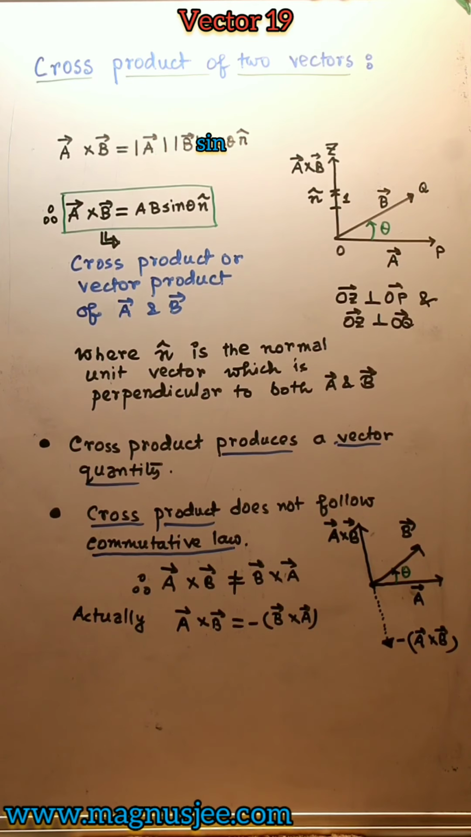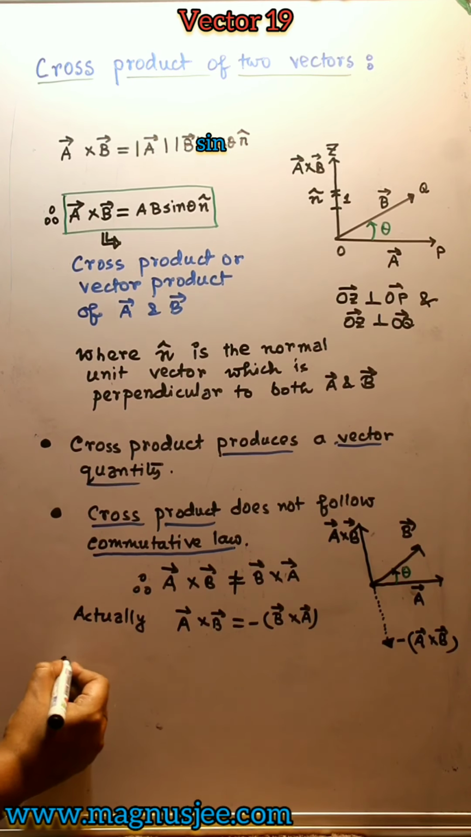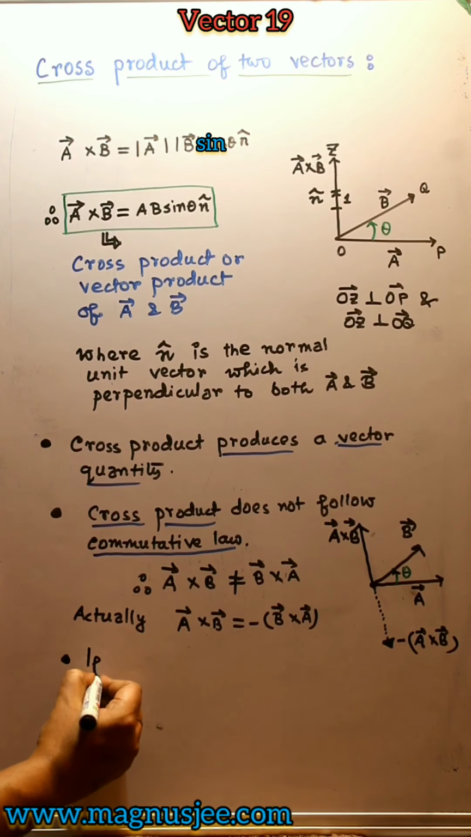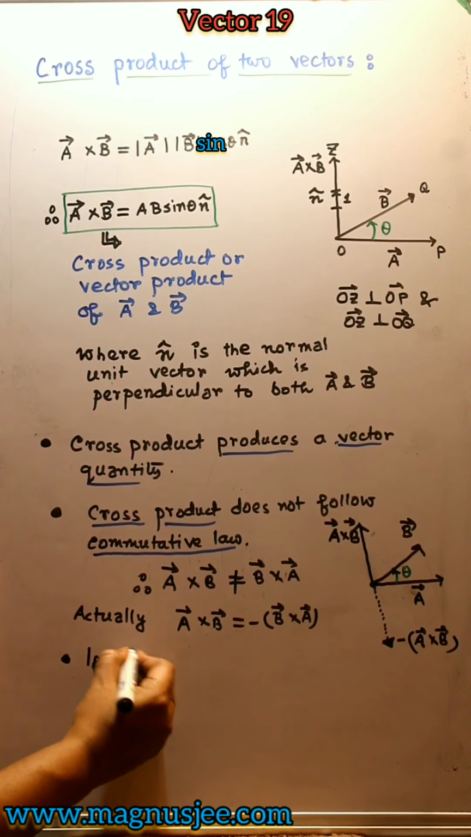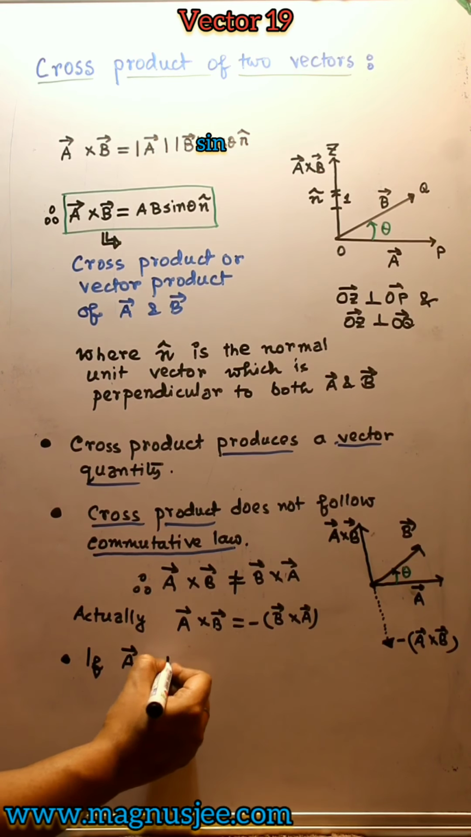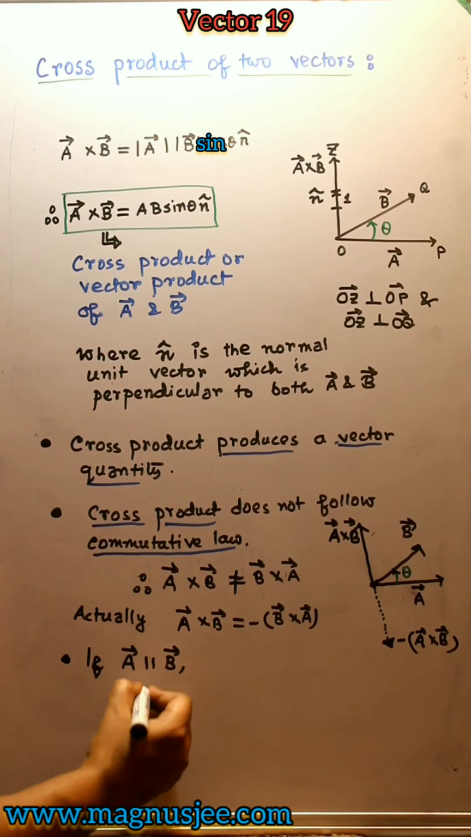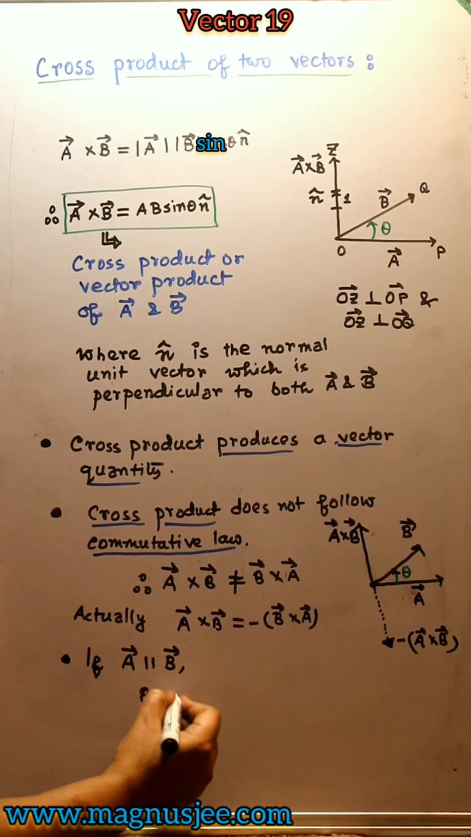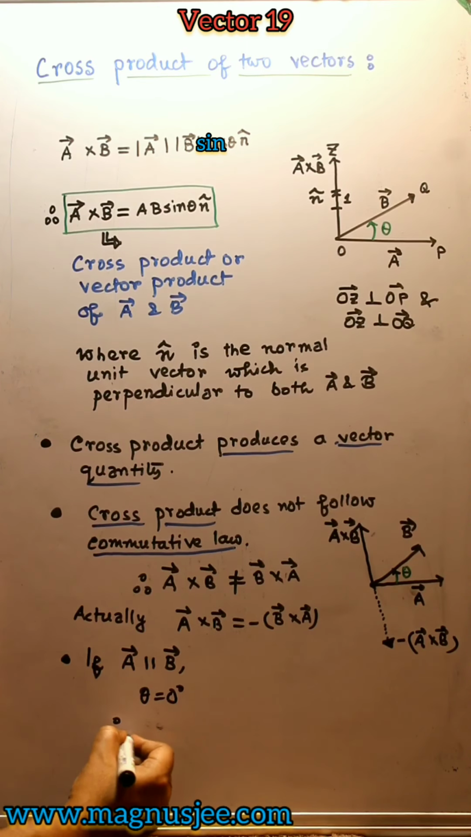So cross product produces a vector quantity and cross product does not follow commutative law. In the second diagram, A cross B acts in vertically upward direction and minus A cross B, which is equal to B cross A, will act in vertically downward direction.